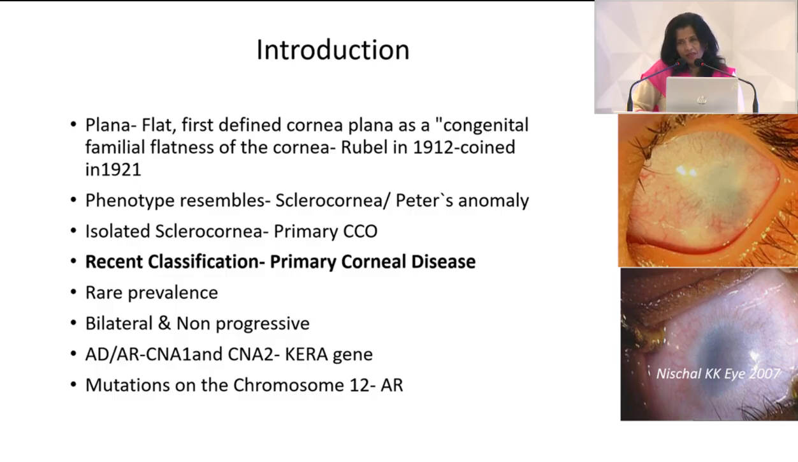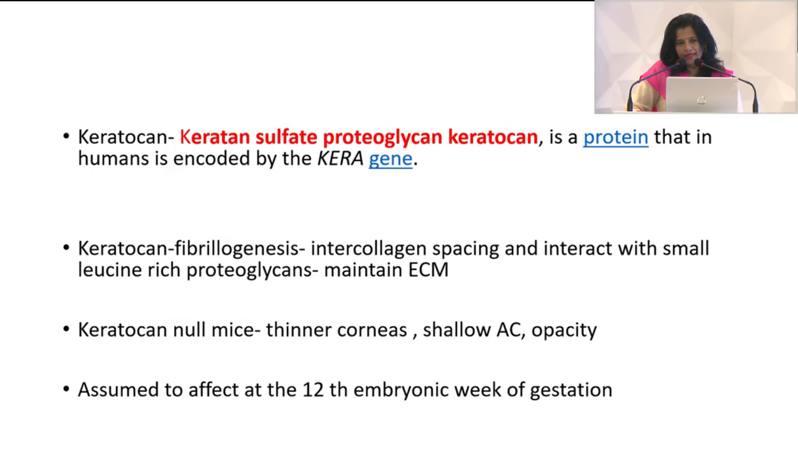The OMIM classification has divided this into autosomal dominant and autosomal recessive types, where the autosomal dominant variety in the large population is described to be less severe, and the autosomal recessive is found to be more severe. The Finnish and the Saudi Arabian groups have described these lesions and mapped this mutation on the long arm of chromosome 12, in the KERA gene, whereas for the autosomal dominant, the mutation is yet to be identified.